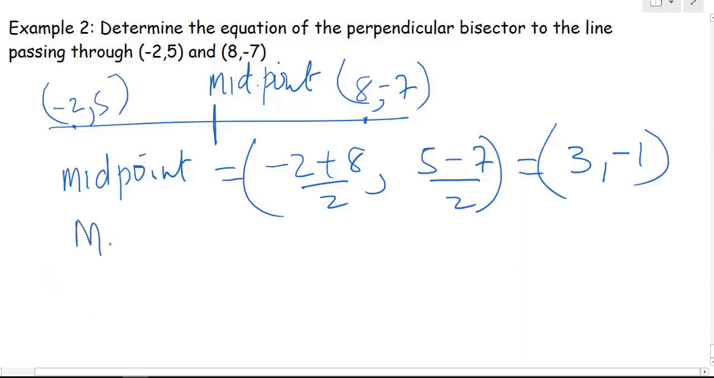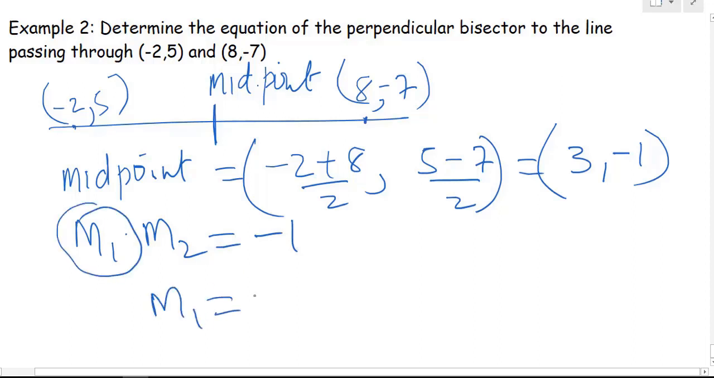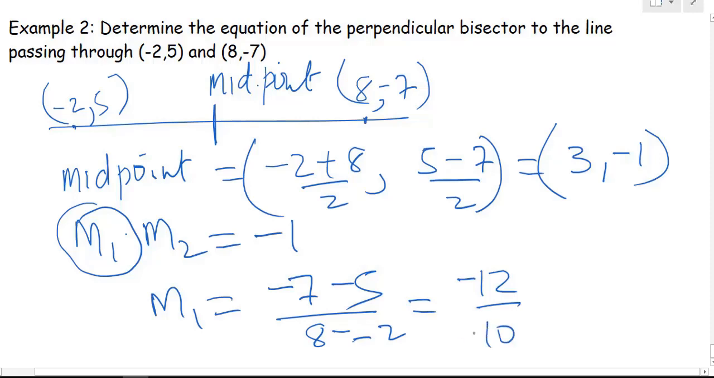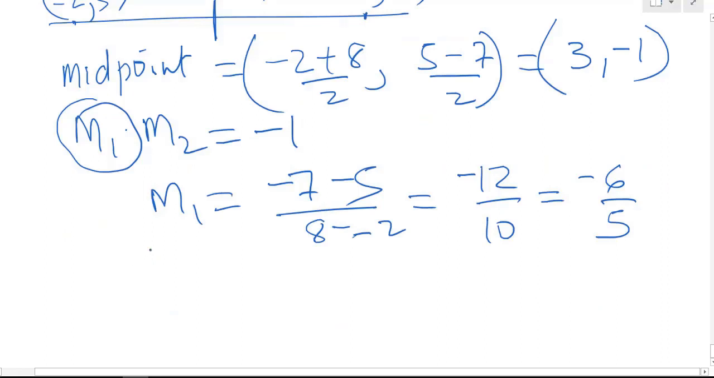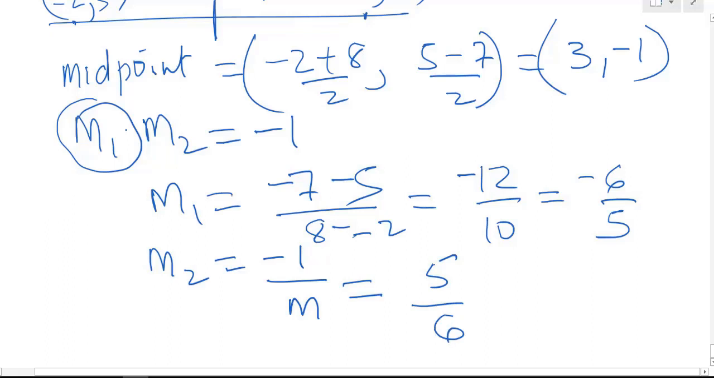Number 2, since m1 multiplied by m2 is equal to minus 1, we start by determining m1. We have m1 is equal to (minus 7 minus 5) divided by (8 minus 2), and that becomes minus 12 divided by 10, and this translates to minus 6 over 5. And now m2 is equal to the negative reciprocal of m1, and this is equal to 5 over 6. The perpendicular bisector passes through the midpoint of the line given.